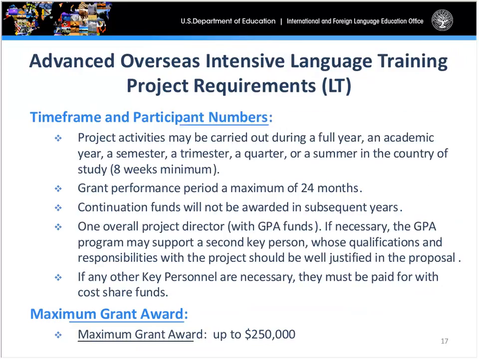And so the maximum grant award for the long-term project is $250,000. And this one, of course, is more, because as you'll see in a couple of bullets ahead, the grant performance period is up to 24 months. And so you can be in the host country for up to a full year, an academic semester, a trimester, or a summer, but it must be a minimum of 8 weeks. And so the amount available is obviously more because of the potential to be in the host country for a longer amount of time.